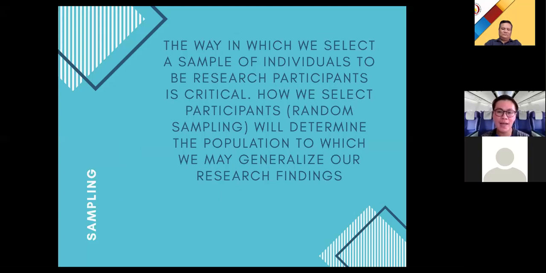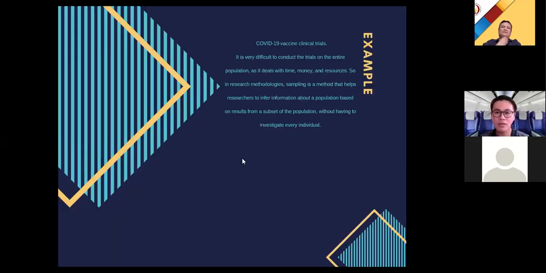So the way in which we select a sample of individuals to be researched participants is critical. So kaya nga may tinatawag tayong mga formulas, from the different sampling kung paano natin kukuha yung mga sample natin from the population. How we select participants, random sampling will determine the population to which we may generalize our research findings. Okay. So example, the COVID-19 vaccine clinical trials is very difficult to conduct the trial on the entire population as it deals with time, money, and resources.